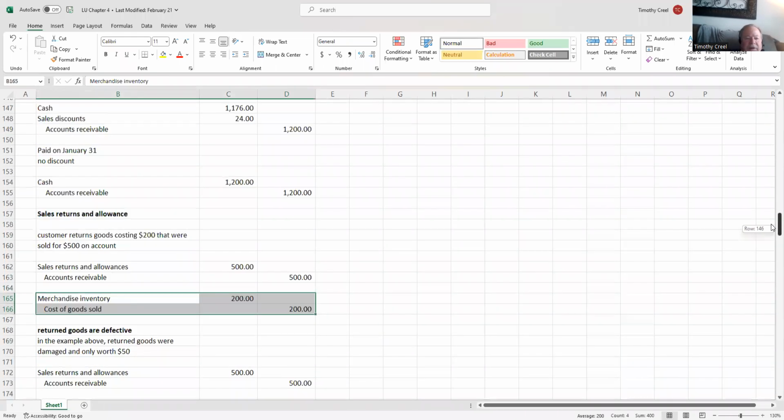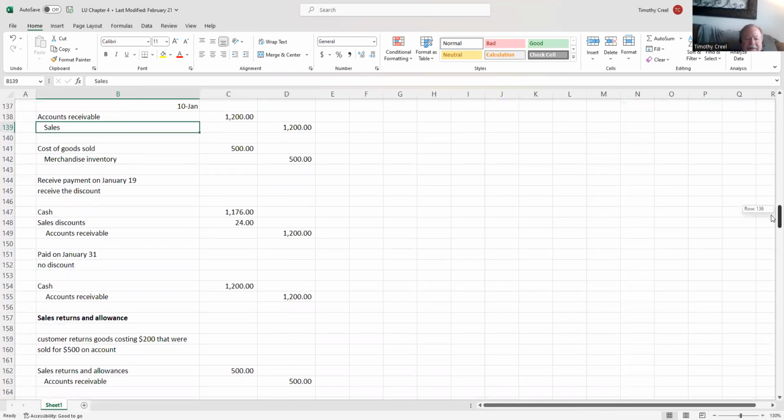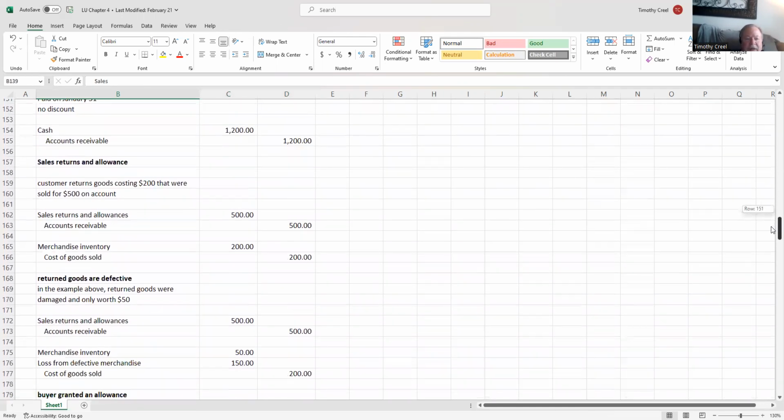If you notice, this entry is just the opposite of what we do to record the sale, except sales returns and allowances takes the place of the sales account. It's the opposite of everything we do to record the sale and take it out of inventory, except sales returns and allowances replaces the sales account. That's the only difference.